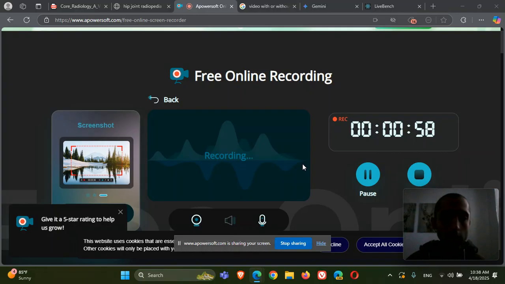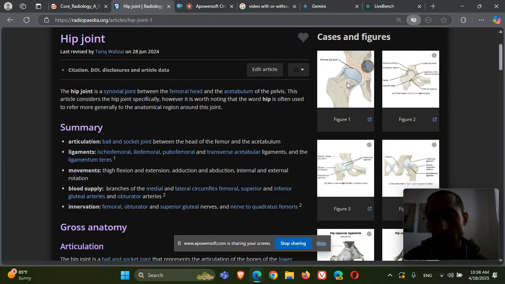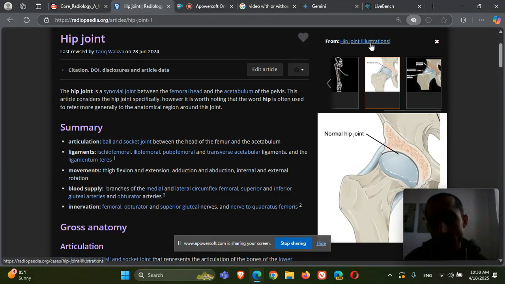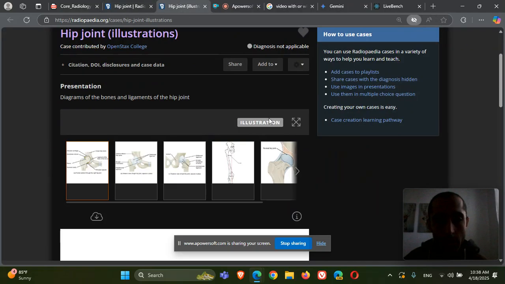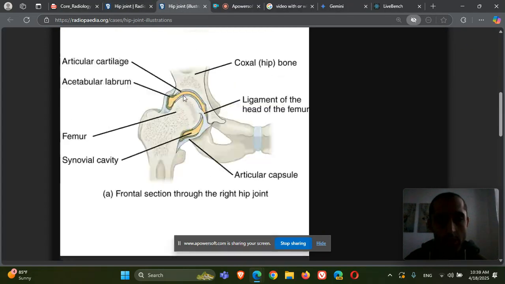So let's just start with the hip joint. Let's see an illustration. You can see here an illustration of the hip joint. This is the joint that connects the acetabulum to the femoral head, neck. Let's call it the femoral head.